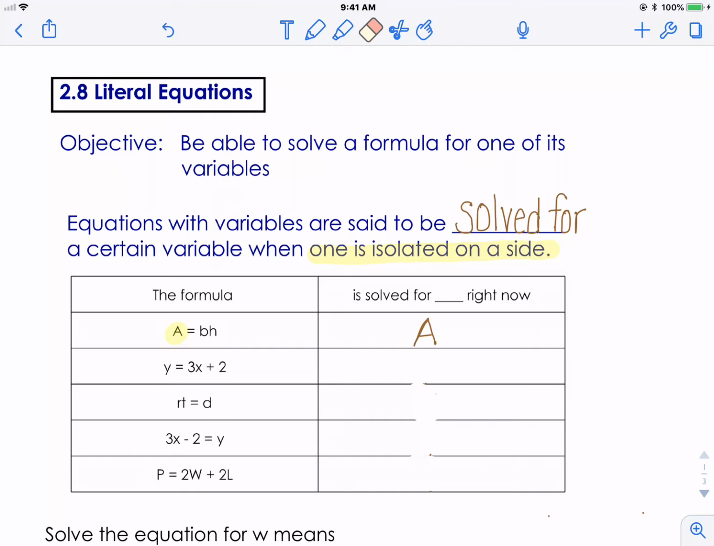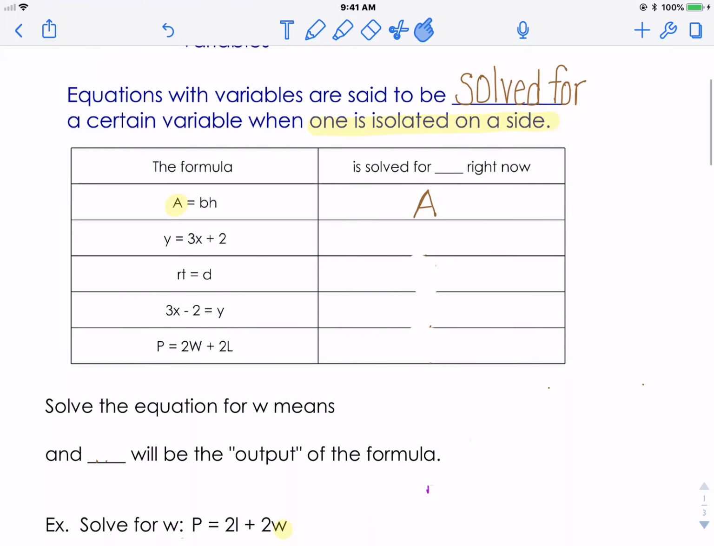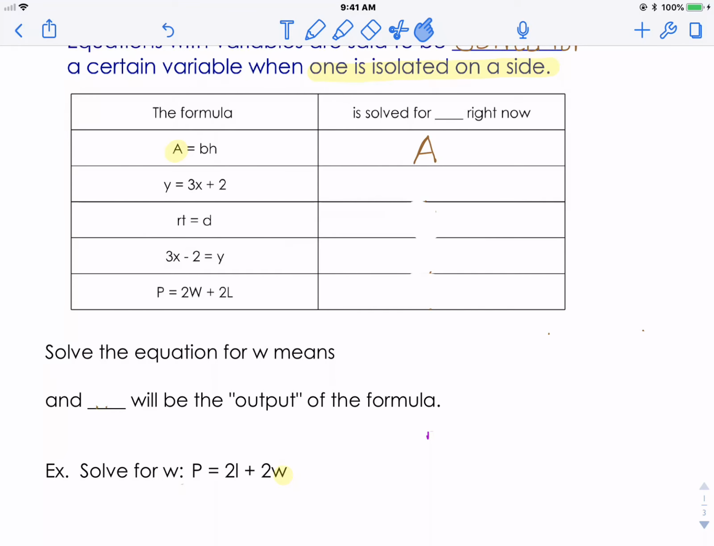Pause the video right here, find what the other four equations are currently solved for, and then come back to the video. If you're back on the video, it means you filled these in. That second equation is solved for Y, the third one for D, the fourth one solved for Y, and the fifth one currently is solved for P.